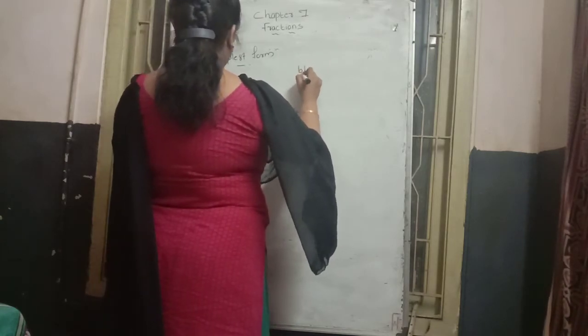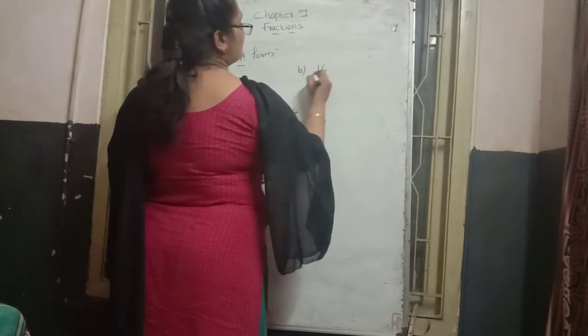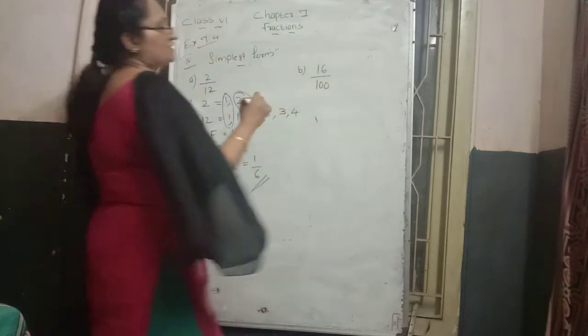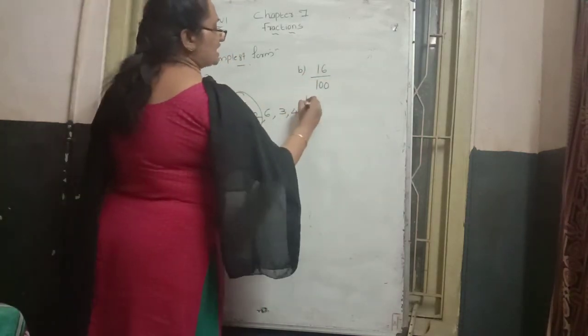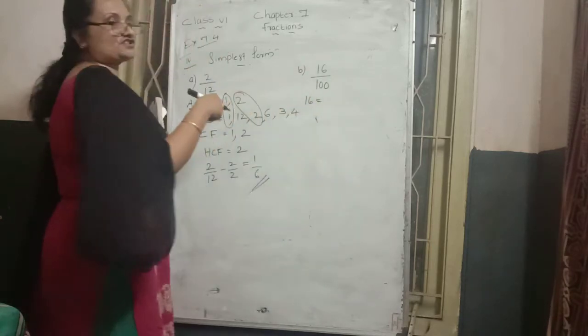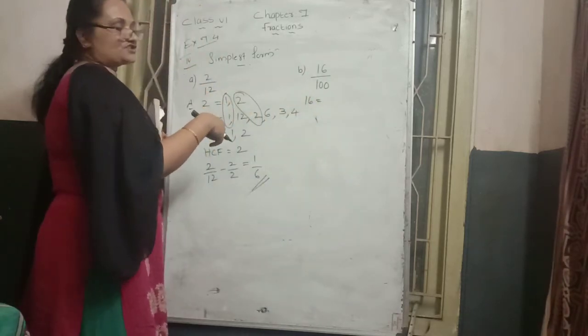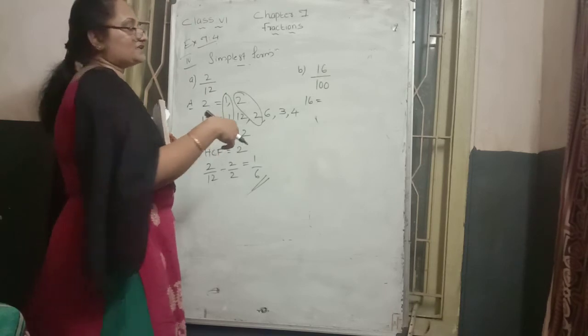They ask to find the simplest form of 16 by 100. How to find it? First, what are the factors of 16? Find the numerator's factors, then the denominator's factors.